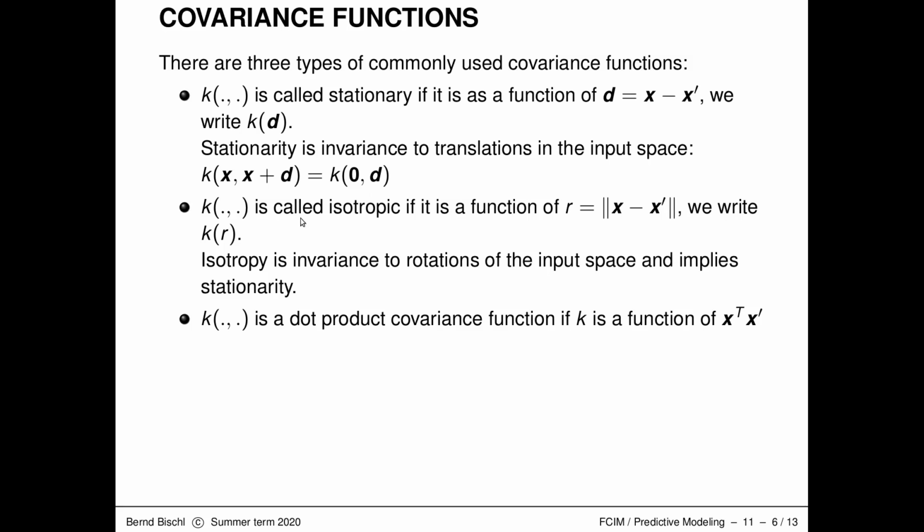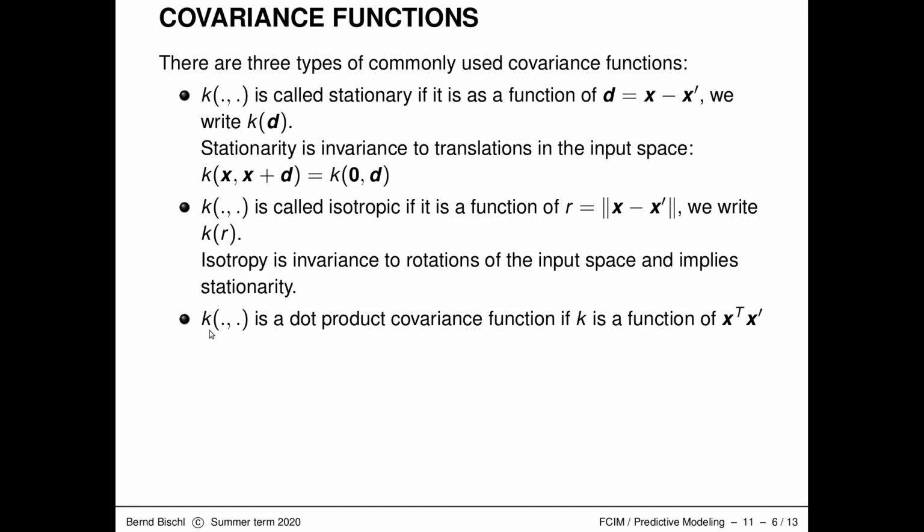I can take this even a step further, and I can call a function isotropic if it is a function of only the length of the distance between x and x dash. So then I can write it as a kernel function or covariance kernel with respect to r, where r is that length of the distance. And isotropy is invariance also to rotations of the input space, and it obviously also implies stationarity.